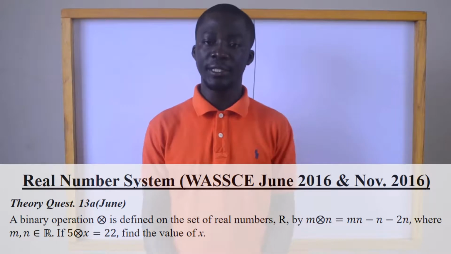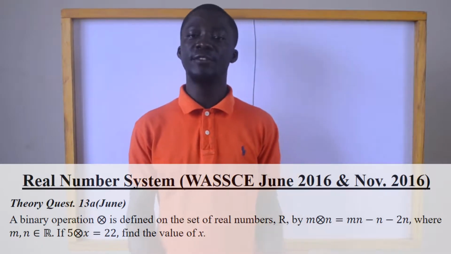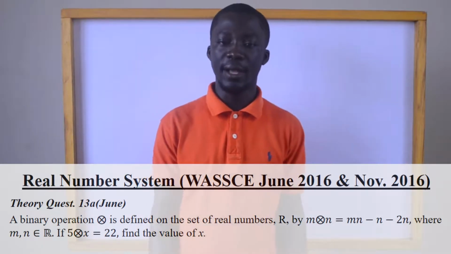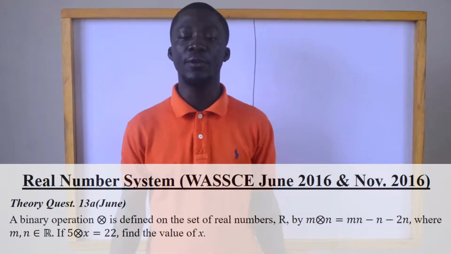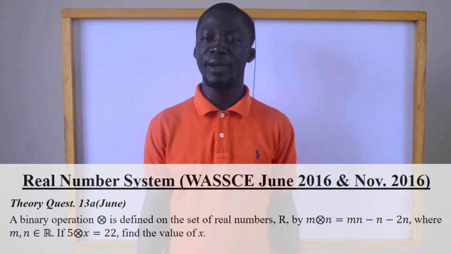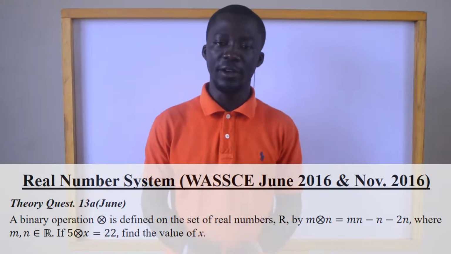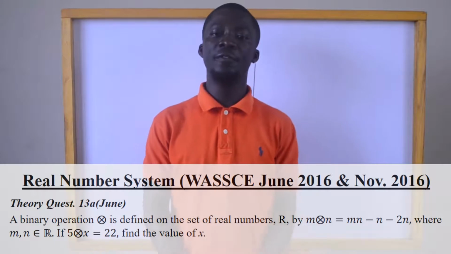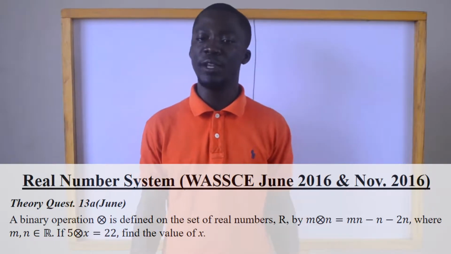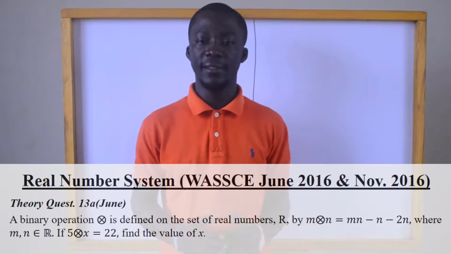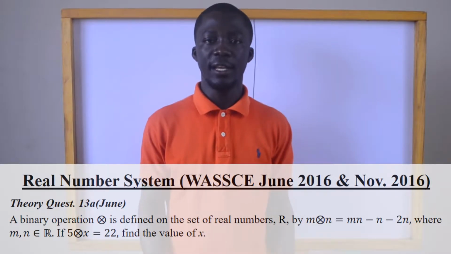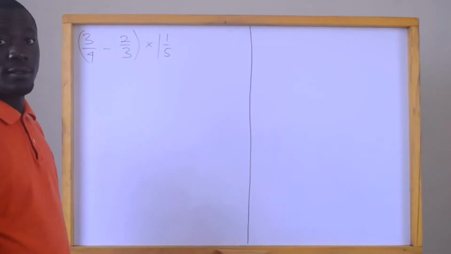A binary operation is defined on the set of real numbers R by m operation n equals mn minus n minus 2n, where m and n are elements of the real number system. If 5 operation x equals 22, find the value of x. Now onto the board for our solutions.